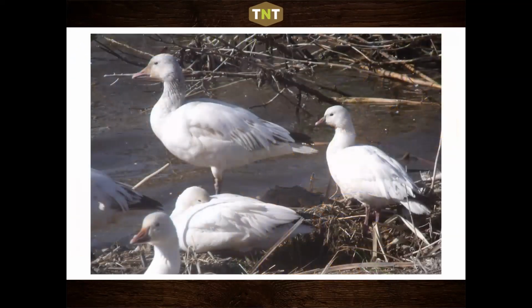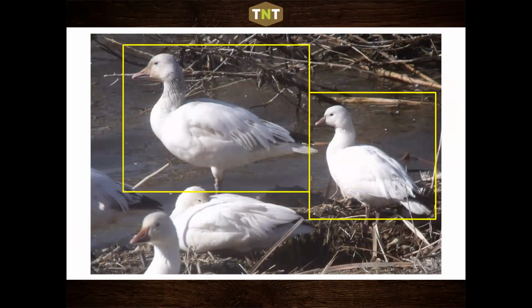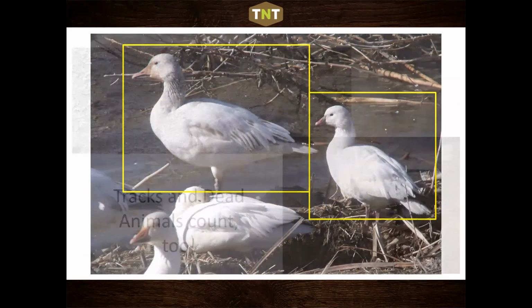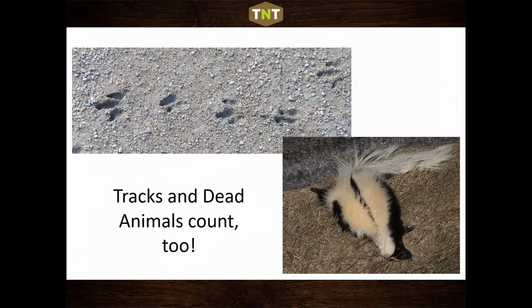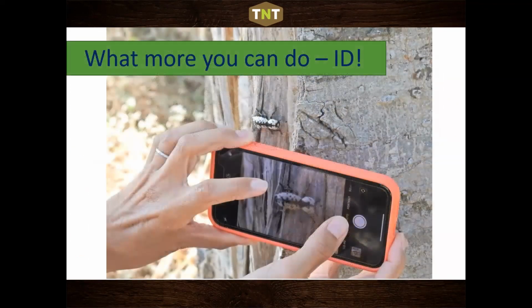And a few other things. If you run into an image where you have multiple species, go ahead and crop those on your computer, and that way you get 2 observations, one of the Ross's goose on the right and one of the snow goose on the left. Remember that animal tracks, roadkill counts. Believe it or not, there are roadkill projects out there.